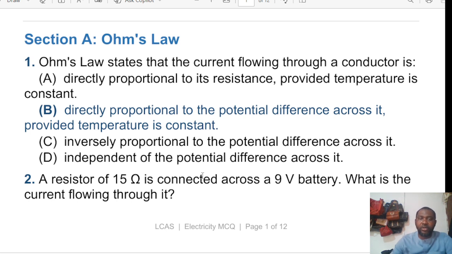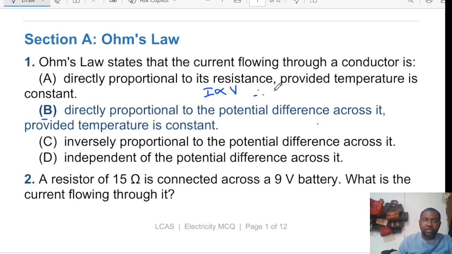It says Ohm's law states that the current flowing through a conductor is, we have different options here, but the answer to this question is B. It is directly proportional to the potential difference across it, provided that temperature is constant. So according to Ohm's law, I is proportional to V, which means that V is equal to IR. That's very important for you to note.